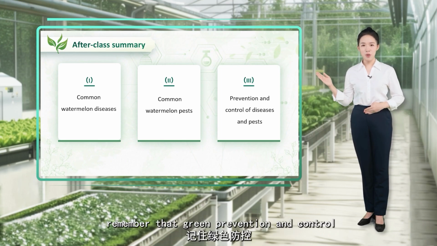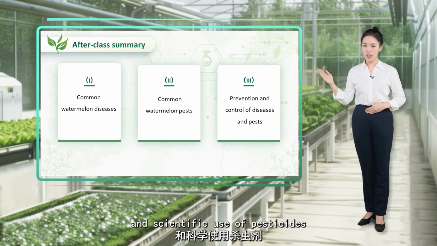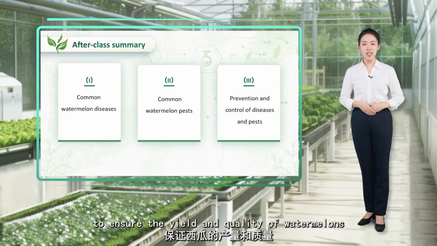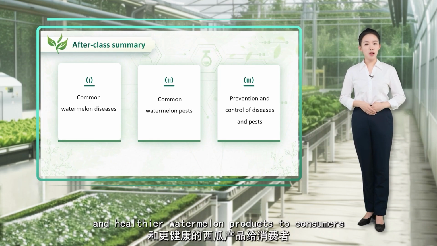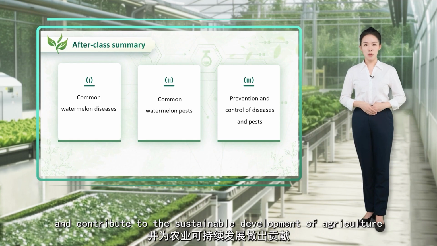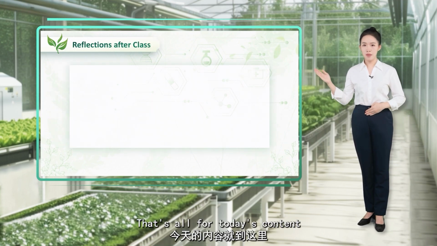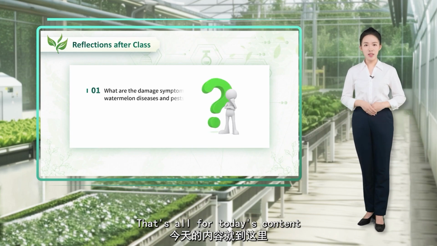Let's remember that green prevention and control and scientific use of pesticides are the only way to ensure the yield and quality of watermelons. May our efforts bring safer and healthier watermelon products to consumers and contribute to the sustainable development of agriculture. That's all for today's content.